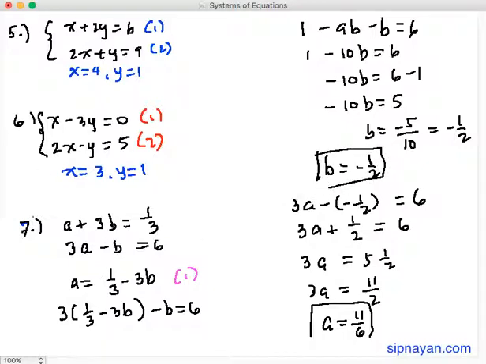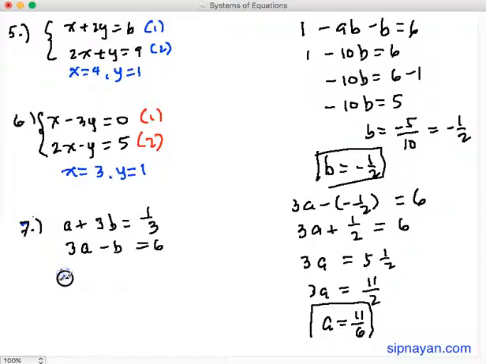Makikita nyo, hindi siya palaging integer. So ang solution ng systems na ito ay a equals 11 over 6 and b equals negative 1/2. I think that's it for this series on systems of linear equations by substitution.